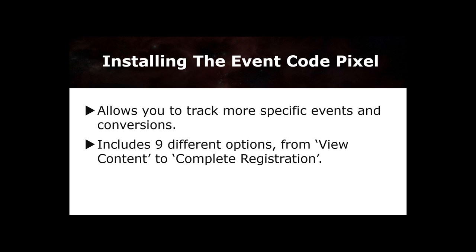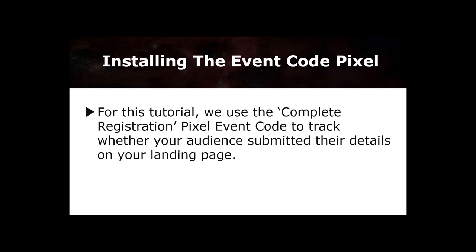The event code allows you to track more specific events and conversions, where it has included 9 different options from view content to complete registration. For this tutorial, we'll be focusing on tracking whether your audience submitted their details on your landing page, where we will utilize the complete registration pixel event code.